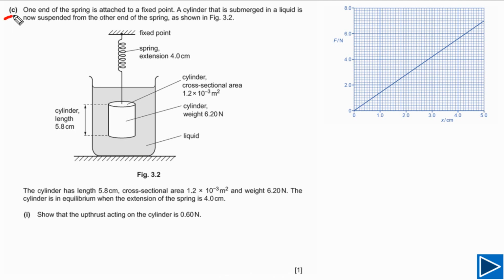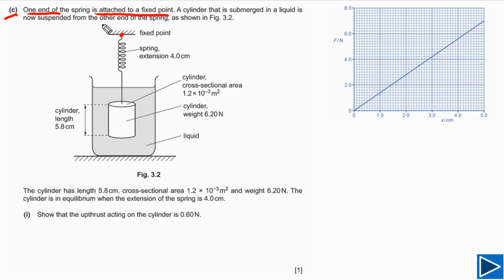For part C, it is given to us that now one end of the spring is attached to a fixed point, as you can see here. But one thing you need to be very clear about is that this is the same spring, the one we have studied in part A and part B.